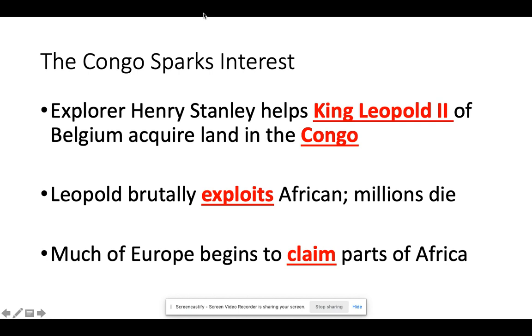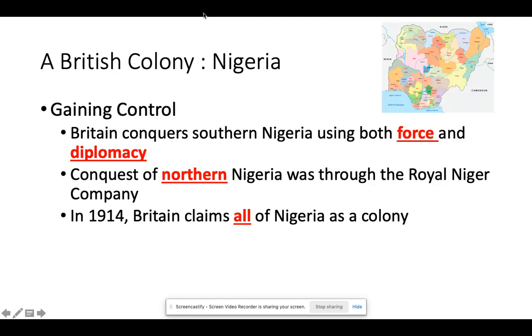A lot of Europe is going to see there's a lot that can be gained in Africa, and we start to see that race, that scramble, where everyone's going to start claiming parts of Africa. And at first, Germany wasn't wanting to get involved, but then they're a little late to the race. So when you filled in Africa, you didn't see a lot of Germany because they were late.